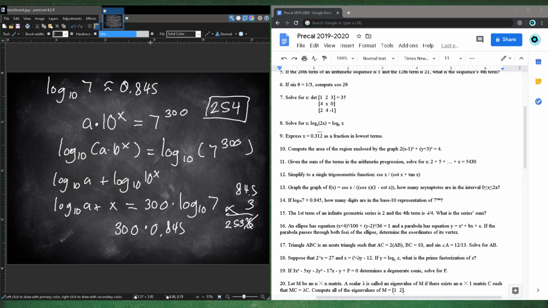And that works all the time. Whatever you have as a base raised to a power, take that power times log 10 of that number, get the integer part, and then add 1. That should be the number of digits. It works all the time.